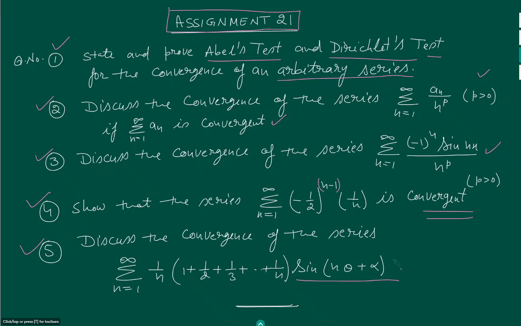So all these questions are based on Abel's test and Dirichlet test, and I hope you will be able to do them all. That is the end of Abel's test and Dirichlet test in your course. We will be discussing more results on series in the upcoming video lectures.